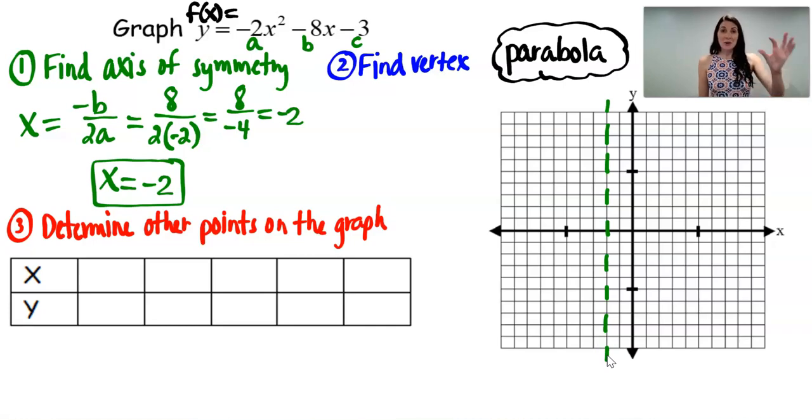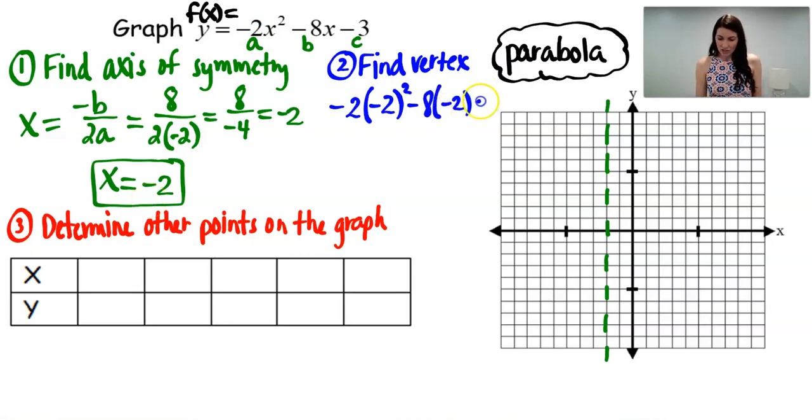The next thing we find is the vertex of the parabola. The vertex is either going to be the highest point of the parabola if the parabola opens down, or the vertex will be the lowest point of the parabola if the parabola opens up. So to find the vertex, what we do is we take the x value we just found in the axis of symmetry and we plug it into our equation or our function. Whenever I see an x value, I'm going to replace it with the x value we just found. And there it is.